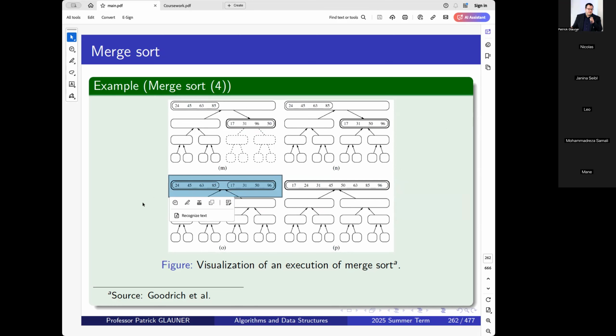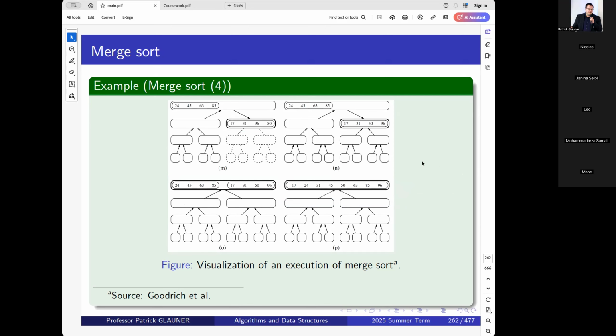And now I have these two sorted sublists, and I can again merge them by always picking the smallest element, 24 or 17, it's 17. Then 24 or 31, it's 24. 45 or 31, it's 31, and so forth. So I just keep doing the merging, and eventually I have sorted my data set.